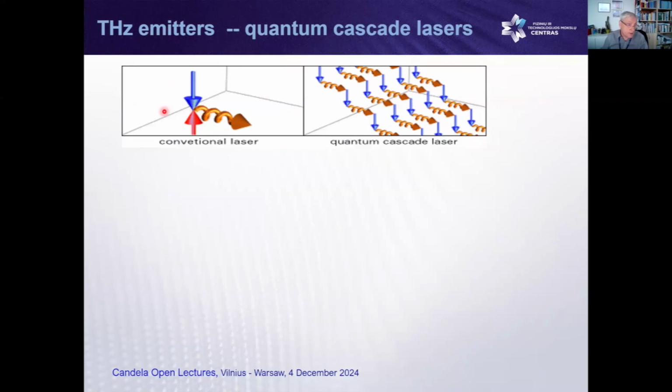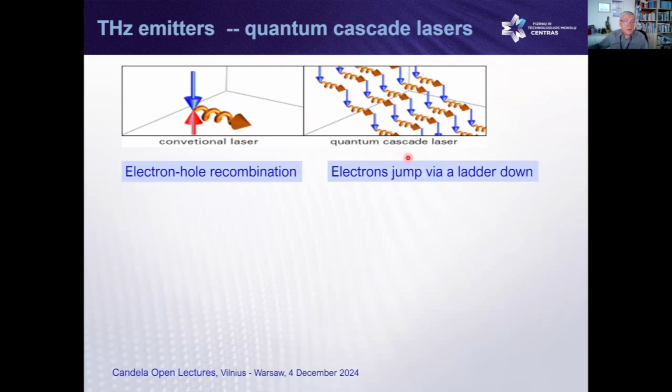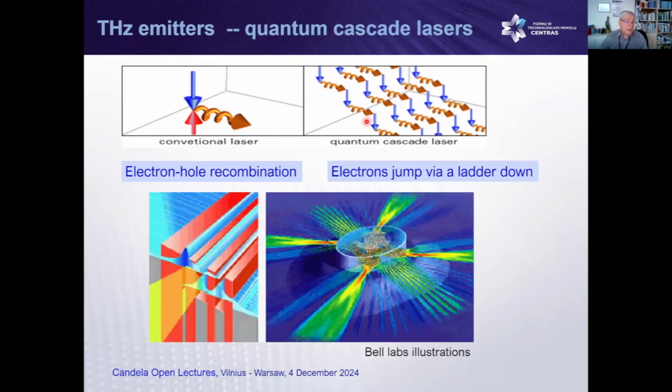Just to remind you, in comparison to conventional semiconductor lasers, you need electron-hole recombination to have photon emission. In a quantum cascade laser, the electron runs down a ladder, losing energy, and every step means emission of 1 photon. So 1 electron can emit many photons, as many as you have cascades in the structure. In a conventional laser, 1 electron emits 1 photon; here, an electron can emit, let's say, 100 photons in the structure.